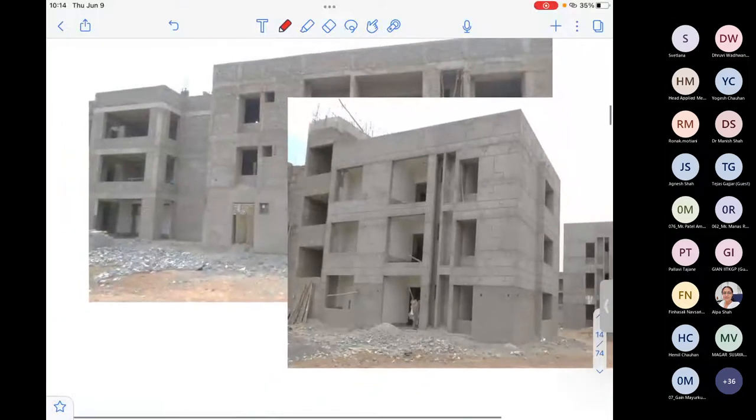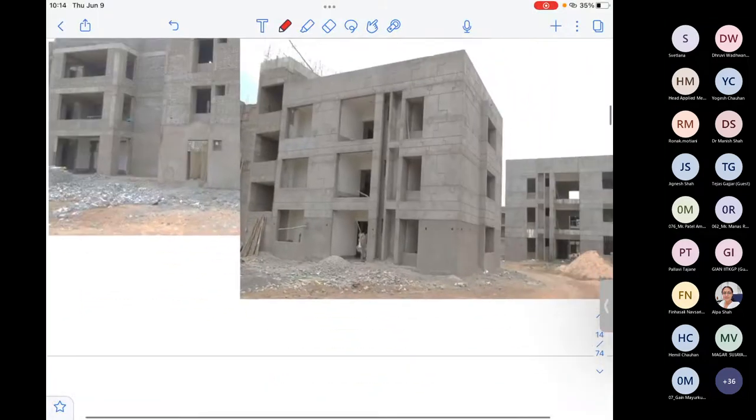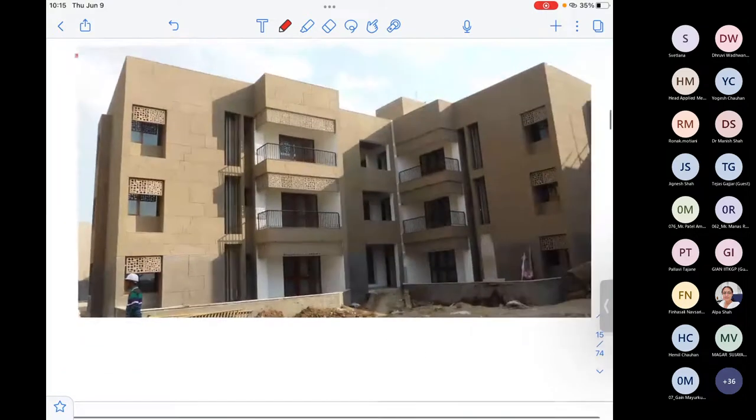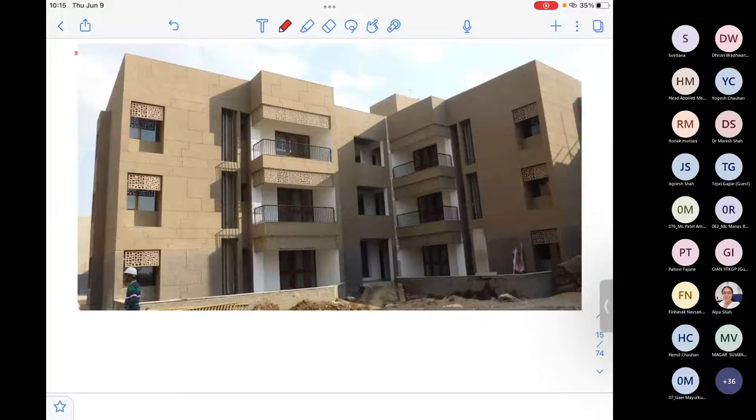These are some photographs before and after the plastering was done. So you can see now, with this finishing, you cannot tell that there is confined masonry, but it is all confined masonry construction, of course. Then this is the housing block in its present state with the finishing and all that.